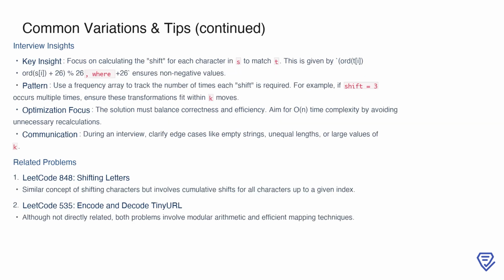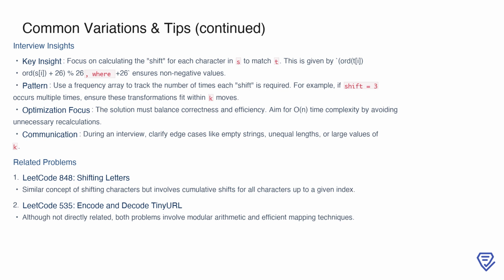To succeed in an interview setting, focus on calculating the shift required for each character in S to match T. This can be derived using the formula (ord(T[i]) - ord(S[i]) + 26) % 26, where the plus 26 ensures that the result is non-negative.